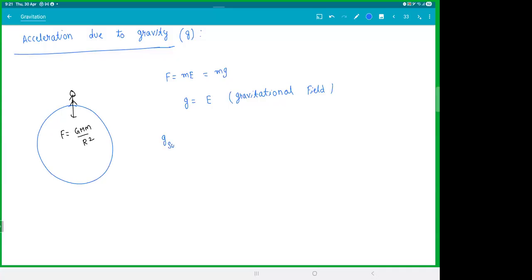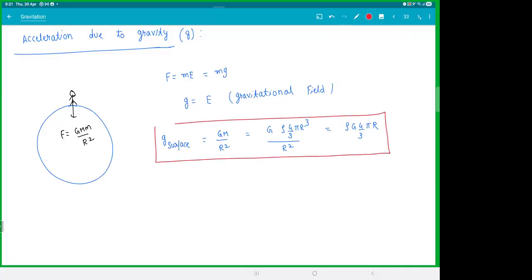But anyway, most of the time we talk about the surface. So the gravity on the surface is given by G M by r square. That's your value. If you want it in terms of density, then this will be G into rho into 4 by 3 pi r cube, by r square. So sometimes they'll give the density of the planet instead of mass. This is the relation between them. So if you substitute the values, you'll get the acceleration due to gravity for the planet.